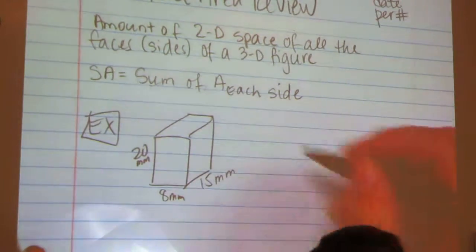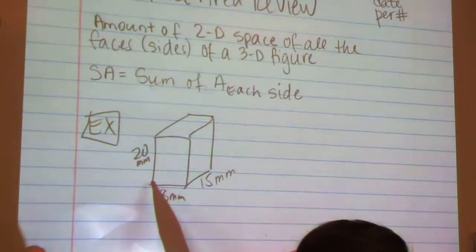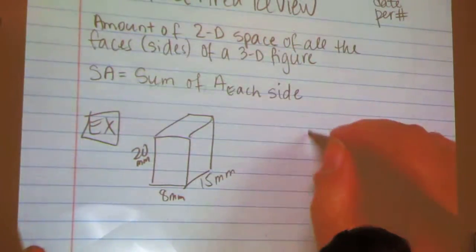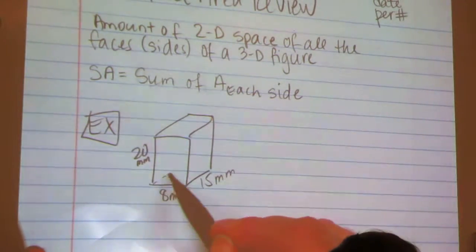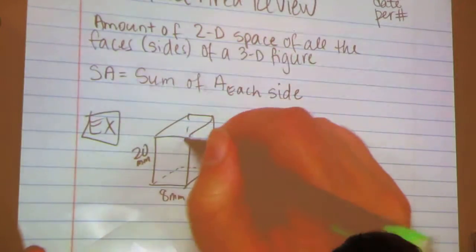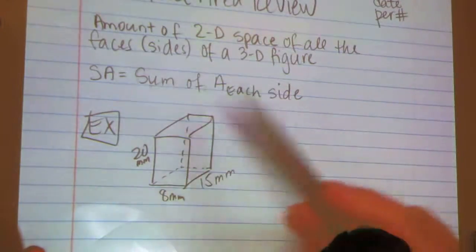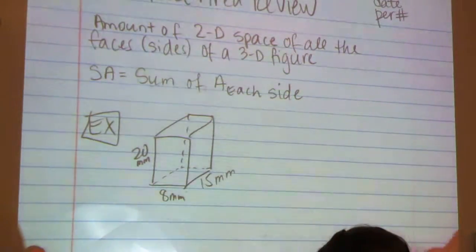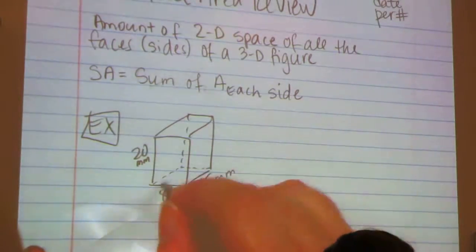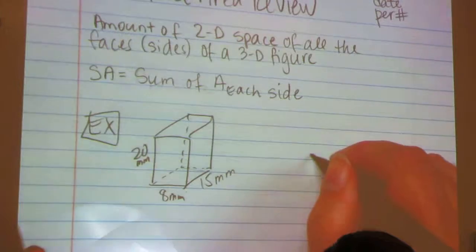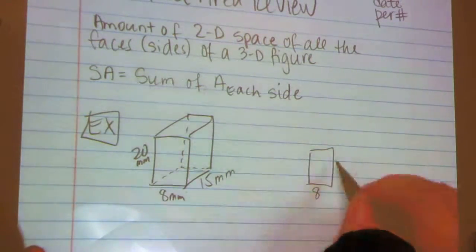It helps to draw a net, which is, if you thought of this as a box and you cut along each edge, you would be left with the individual panels of the box. So I know that this is three-dimensional, so I can count my sides. I have a front and a back, a top and a bottom, and a left and a right. So I'm going to start with my bottom here, this piece right here. This piece is a rectangle that's 8 by 15.